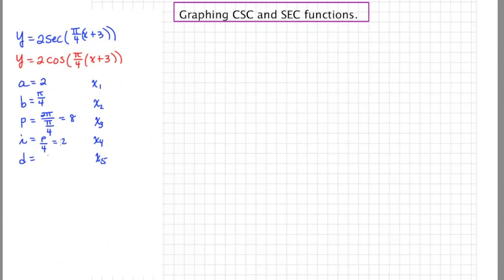The midline here is the number that comes at the end. In this case, it's 0. To find the first key point, what you're going to do is set the expression inside the parentheses equal to 0. X plus 3 is equal to 0, which means that x equals negative 3. This is going to be our starting point.